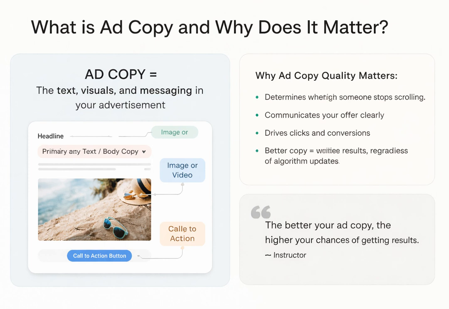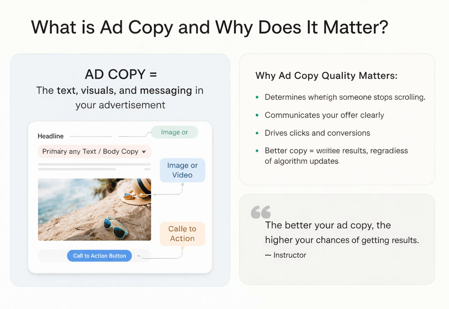And the reason it matters so much is simple. Your ad copy is what determines whether someone stops scrolling and pays attention to your ad. If your copy is weak, people scroll past. If it's strong, they stop, read, and click. The instructor emphasizes that regardless of what algorithm updates come along, whether it's Andromeda or anything else, the quality of your ad copy has always been and will always be the most important factor in your campaign's success. Better copy equals better results.